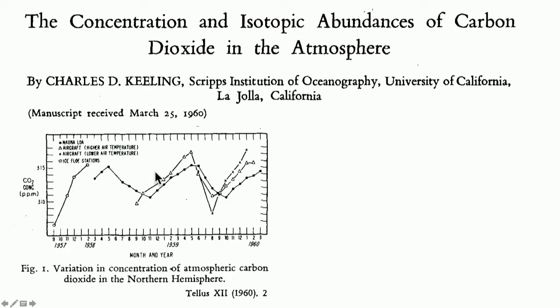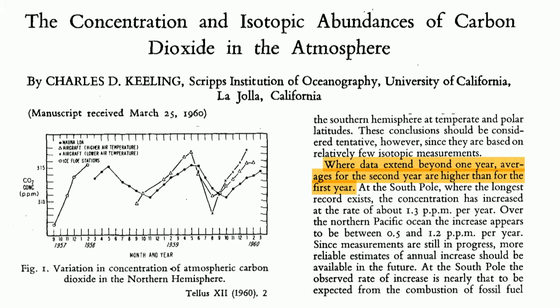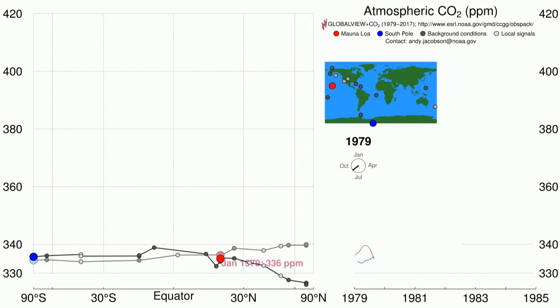He understood very well, because he also did delta C-13 and C-14, that the seesaw pattern was really due to the plants breathing, and talking about the pulse of the planet, that was the pulse of the planet. I love this little sentence he has hidden somewhere in the paper that says, where data extend beyond 1 year, averages for the second year are higher than for the first year. And I think he knew that was the beginning of a revolution, a scientific revolution, certainly in carbon cycle sciences, but of course bigger than that, in civil society, as we see now with climate change.